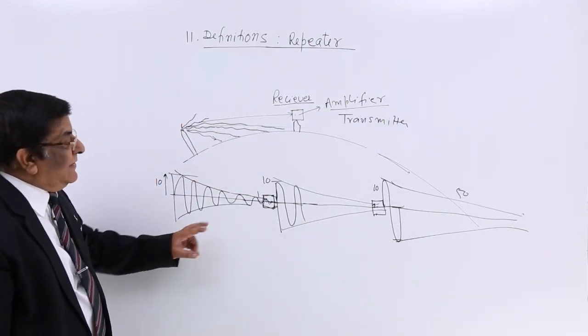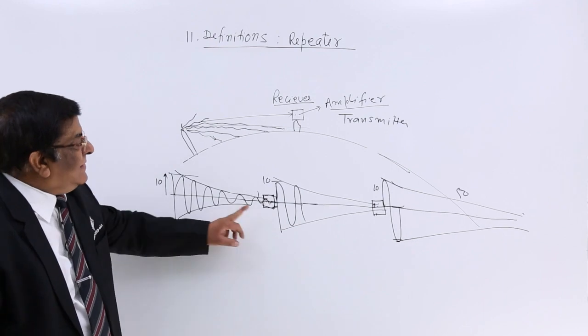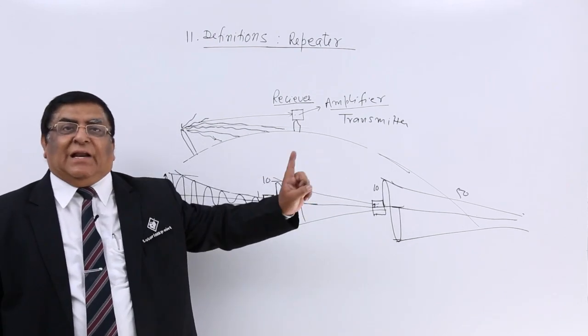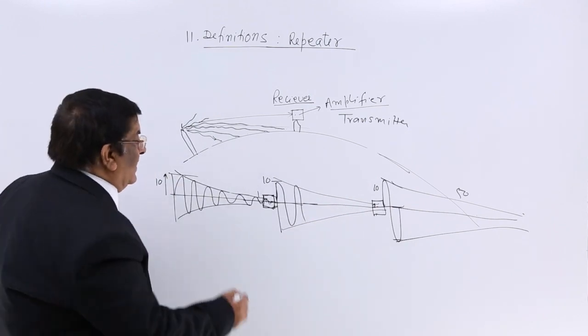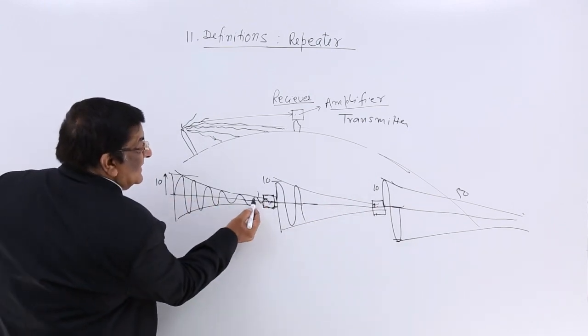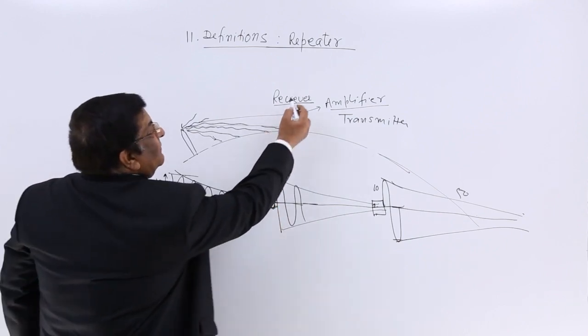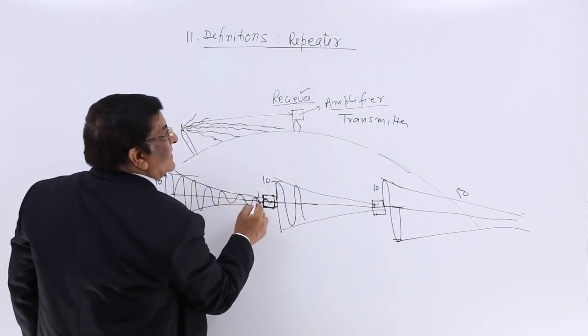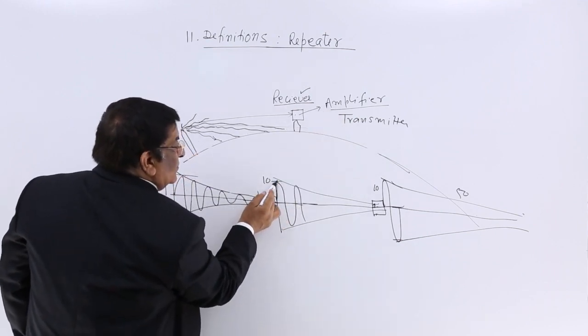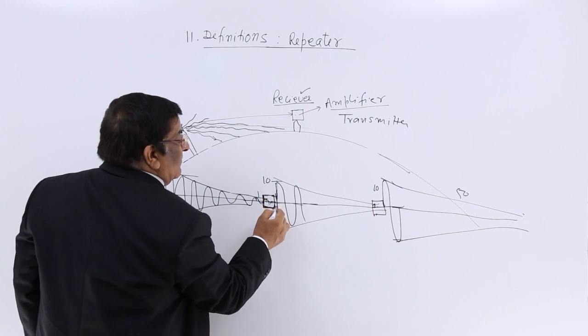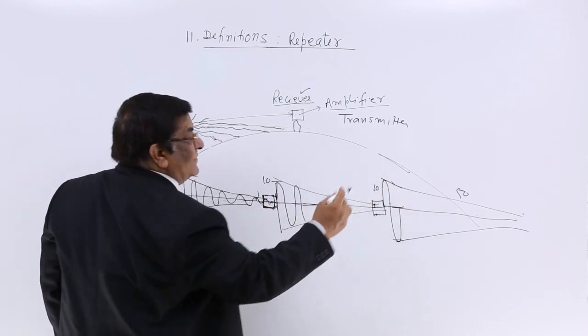So in this way, from here I have to go 500 kilometer. The signal has to be sent 500 kilometer. Every 50 kilometer its strength becomes less. I fit this device. It will receive the signal coming from this side. It will amplify it to 10, and then it will transmit it with the help of antenna. It will transmit it to the next 50 kilometer.